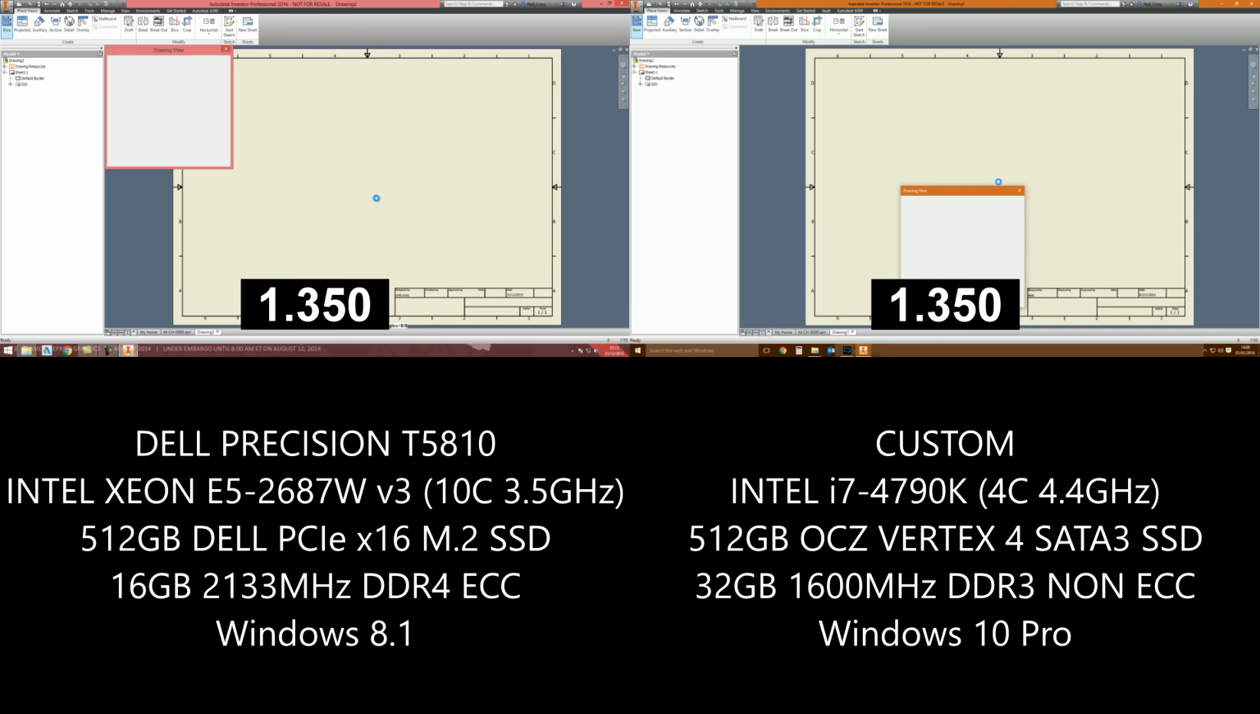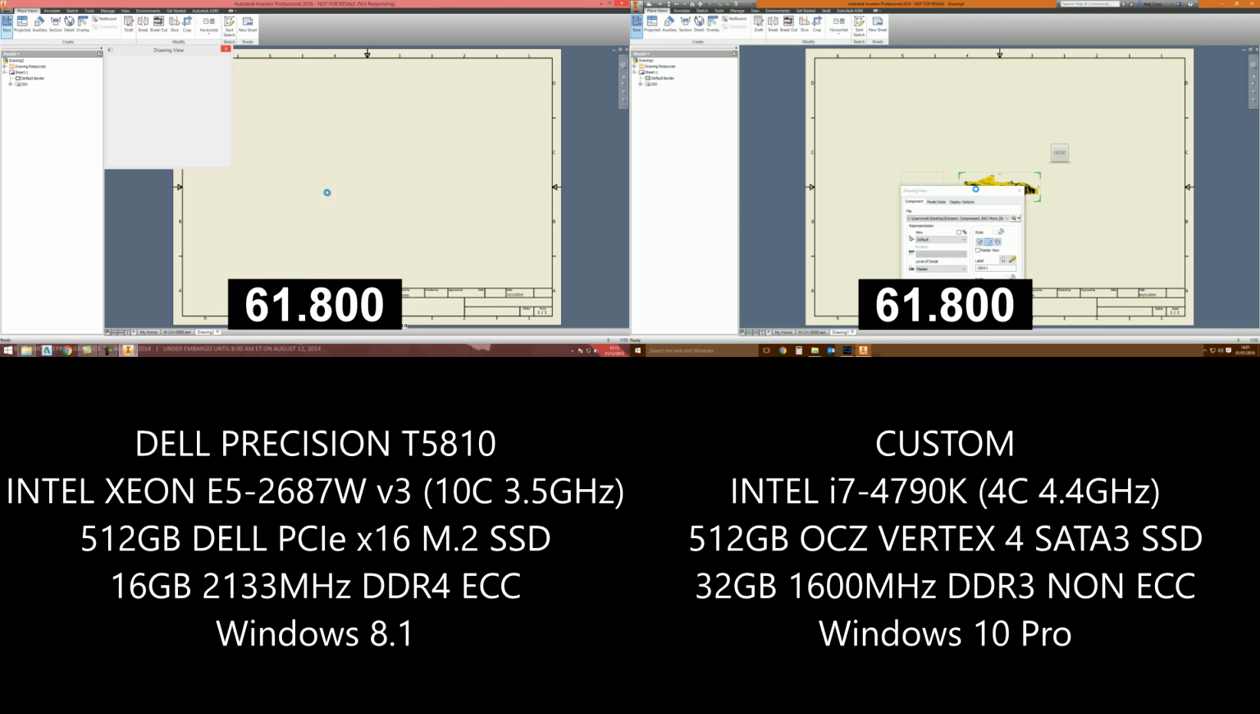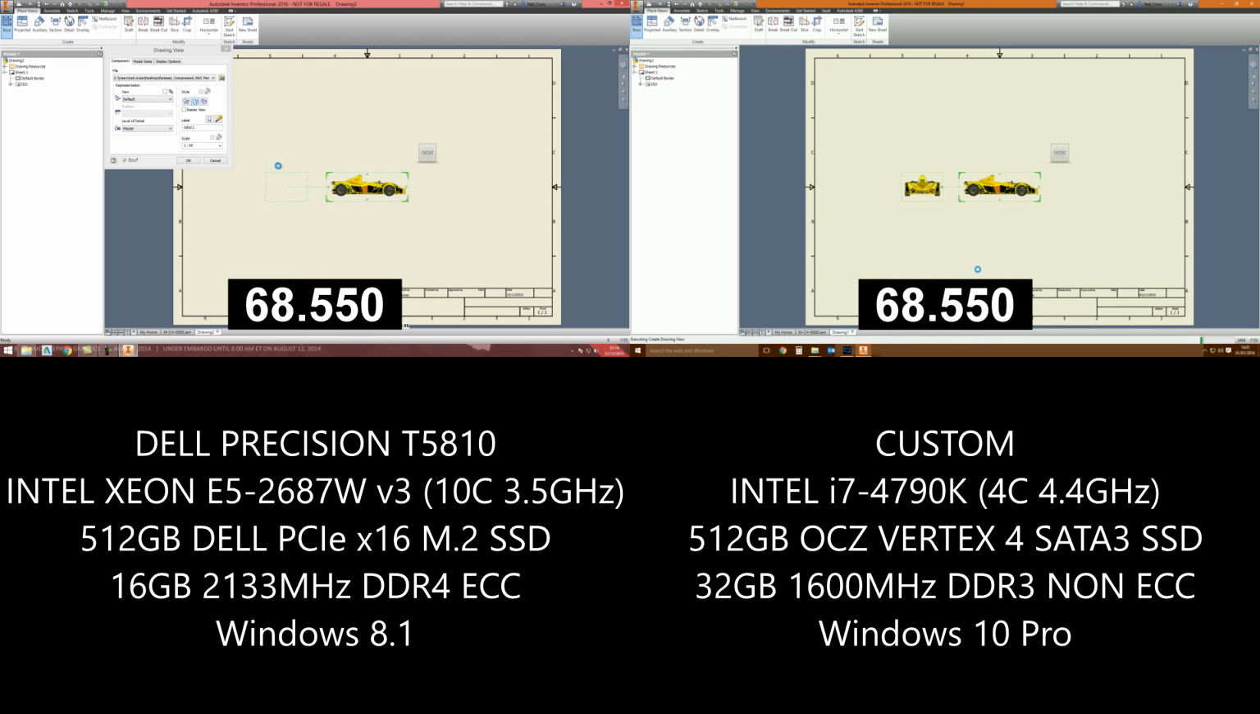Now again, on paper, the Dell should win this one hands down because it's common knowledge that placing and creating views is again another multi-threaded operation within Inventor. So that Dell Precision Workstation with its 10 cores and its 35 GHz of processing power should easily beat by a substantial margin the 4 cores and 4.4 GHz, 17 plus gigahertz total processing power on the i7. So the Dell's got over double the processing power in total to play with when it comes to multi-threaded operations. So you'd think again that this would be an easy win for the Dell.